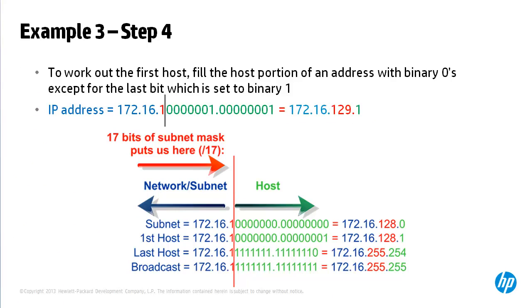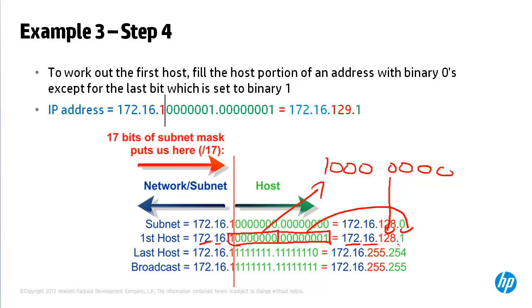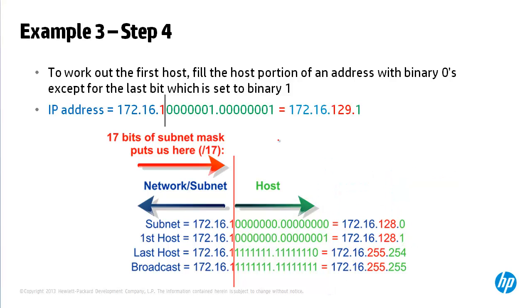To work out the first host, we fill the host portion of the address with binary zeros, except for the last bit, which is a binary 1. So the host portion filled with binary zeros, except for the last bit, which is a binary 1. That gives us 172.16, third octet, which is 128. Last octet, which is 1. So the first host on the subnet where this host resides is 172.16.128.1. Host portion filled with zeros except for the last bit, which is a 1.